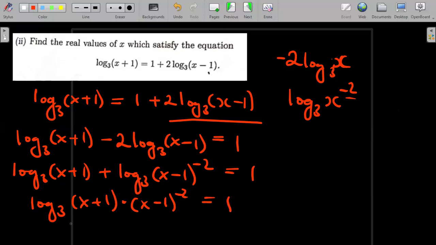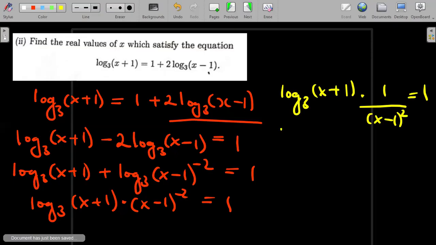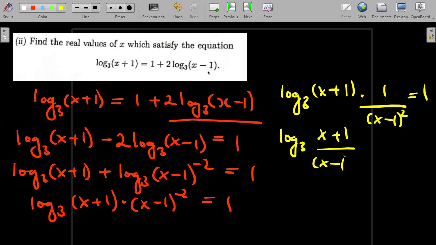Next, I can write that as log, then I have x plus 1, then I can write that other part as 1 over x minus 1 to the power 2, is equal to 1. And this is the same as log base 3 of x plus 1 over x minus 1 squared is equal to 1.